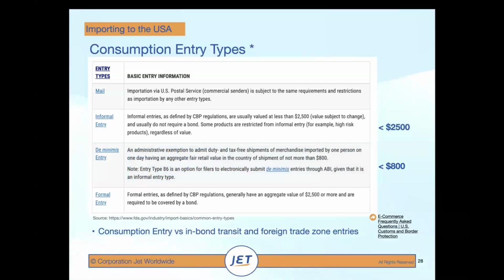And then we have informal entries, which are shipments valued under $2,500. The advantage of these is you don't need a customs bond, and they don't need to keep records for 5 years for an informal entry.